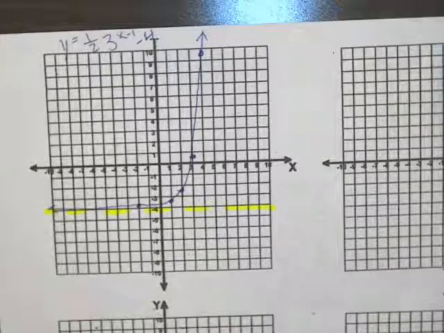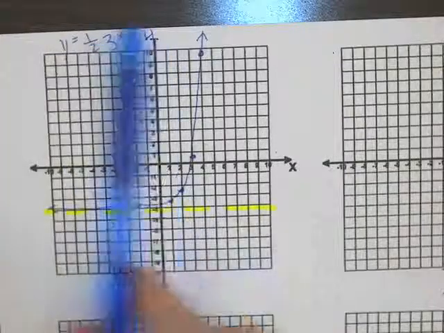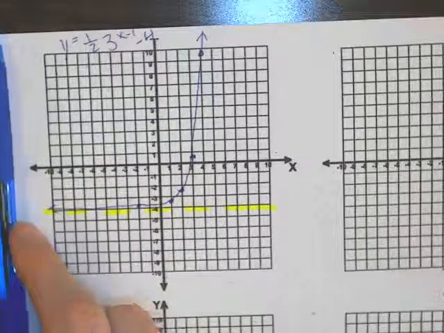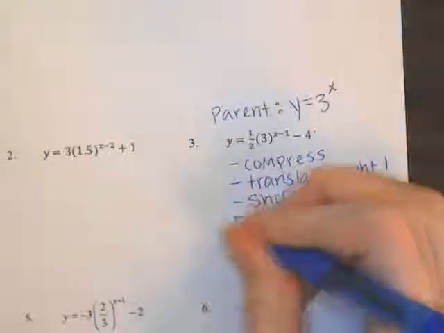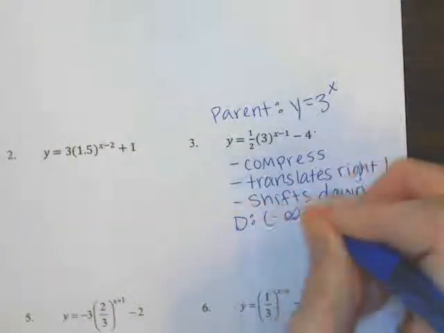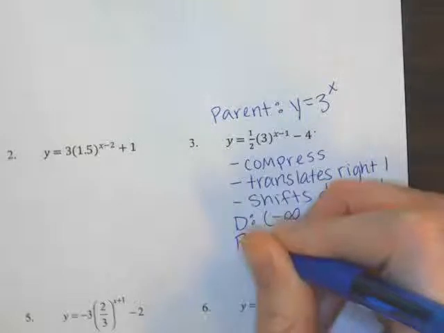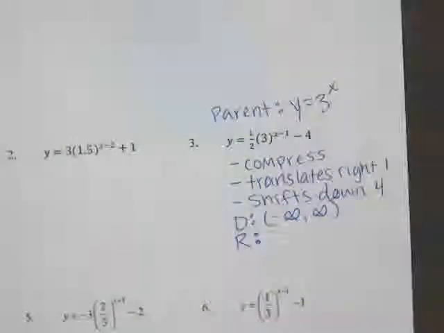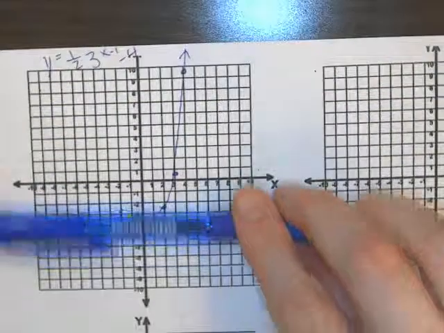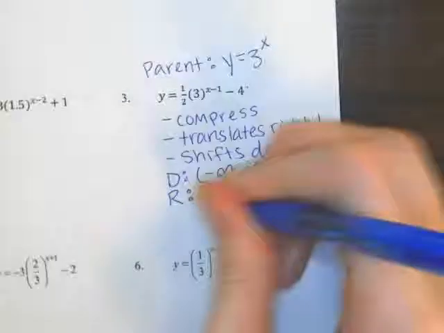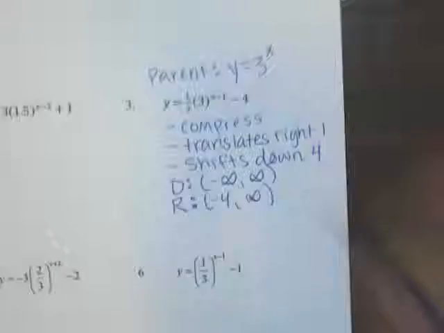All right, so if I do domain, what's my domain right now? How far to the left will the x's go? Negative infinity. How far to the right? Positive infinity. So the domain for these are always all real numbers. What about the range? How far down did it go? It approached -4, and then how far up does it go? Infinity. So my range would be -4 to infinity.